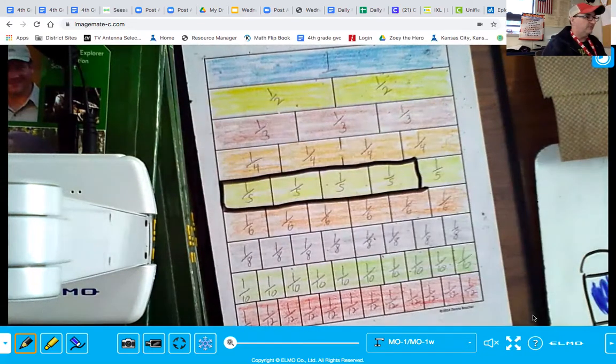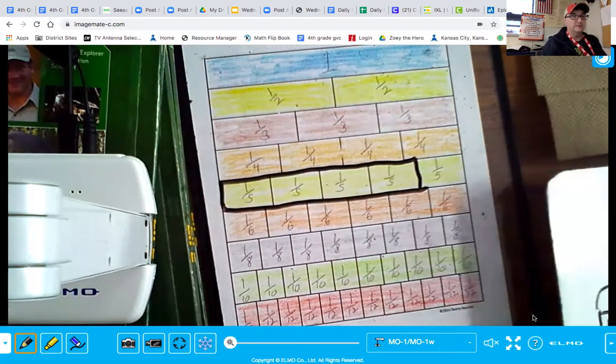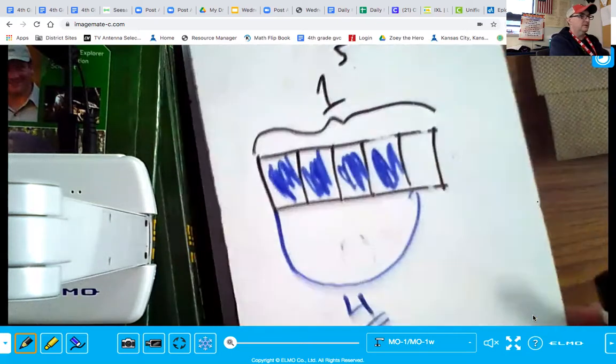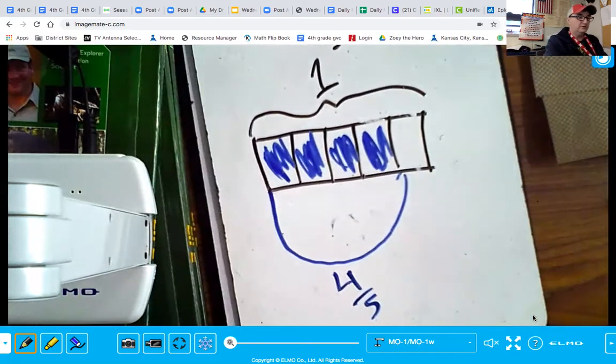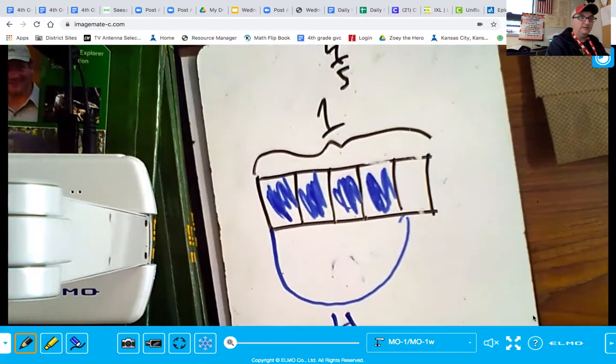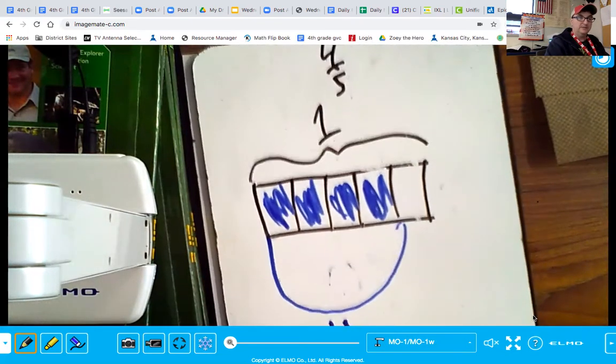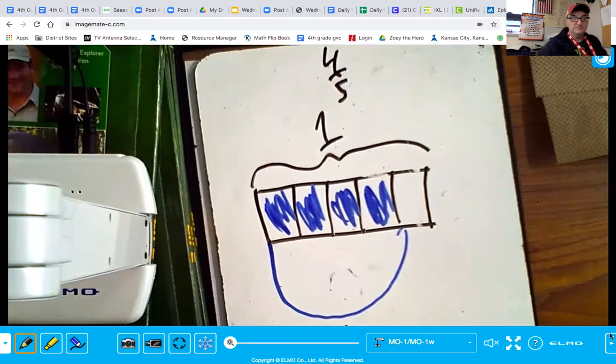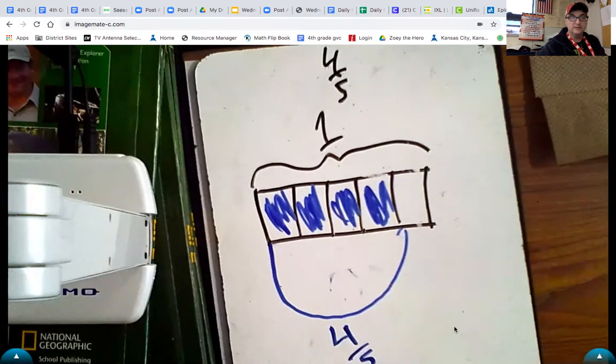Now we got 4/5. All right. Now on the notebook, we're going to show the different ways that we can decompose 4/5. And I wish I could fit it all. Now I can. All right.